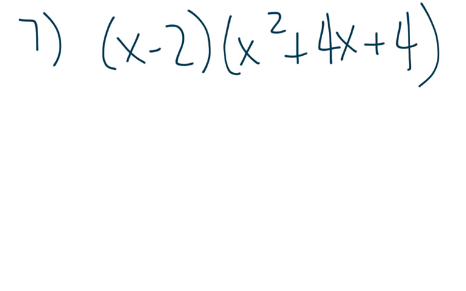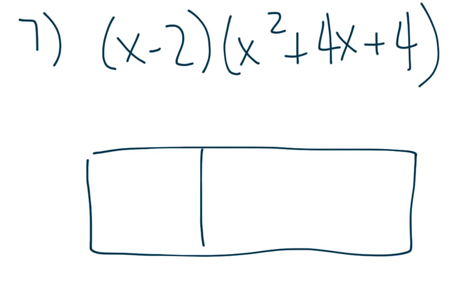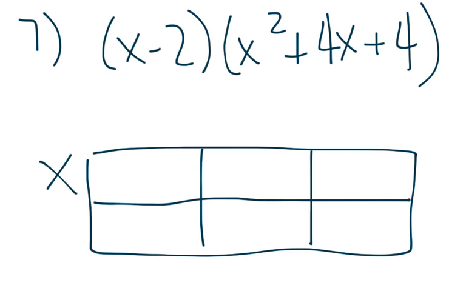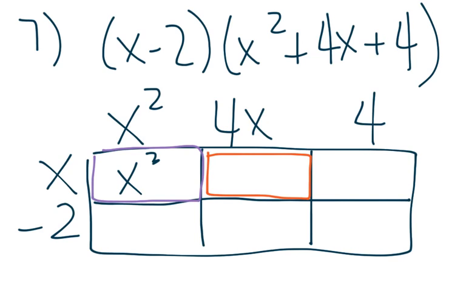Once again we have a binomial and a trinomial, so I'm going to use the box again. We're going to have the trinomial on the top and the binomial on the side. So we have x minus 2, and then we have x squared, 4x plus 4. In the first box, we are going to multiply x squared times x, so that is x to the third. And in the second box, we are going to multiply 4x times x, so that's 4x squared.